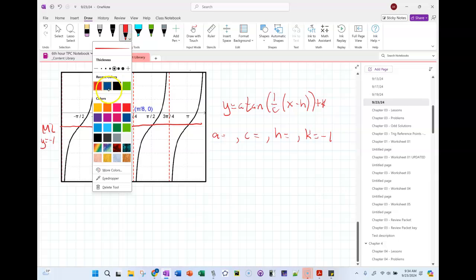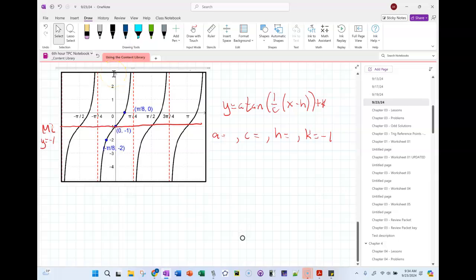Now let's hunt for our period. For tangents, it's actually really easy to pick out a cycle because a cycle just goes from asymptote to asymptote, right? So if I look at this, that's one period from -π/4 to +π/4. So how far is a period?